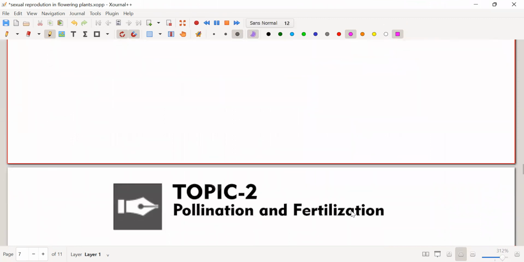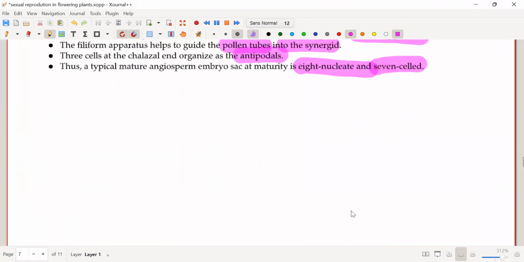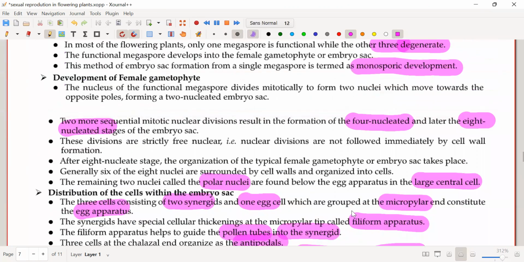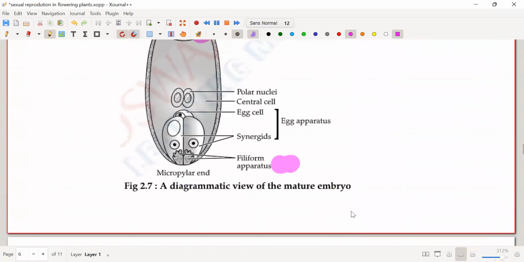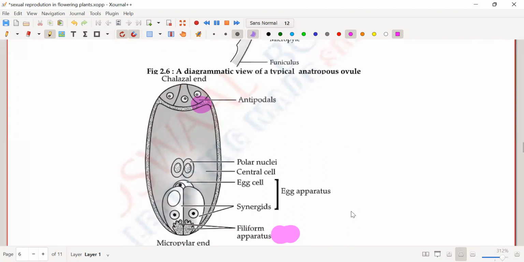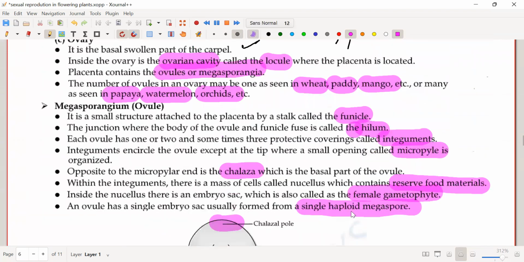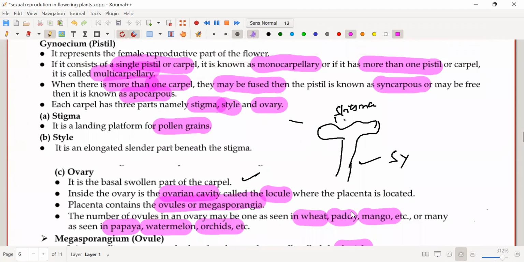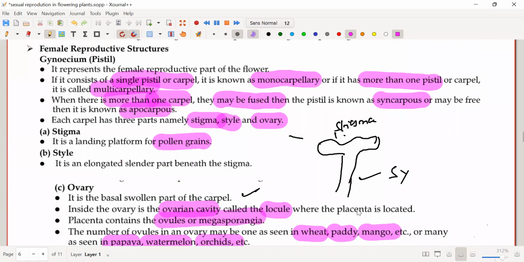So this is all about the megasporangium. All right? Megasporangium is one of the important questions. Make sure you go through the data. Gynoecium, I'll give you some time. Go through this data immediately.